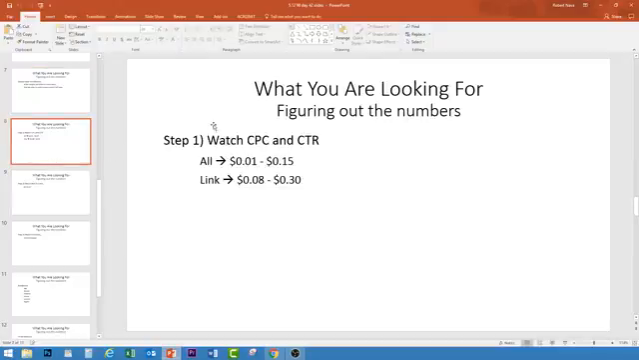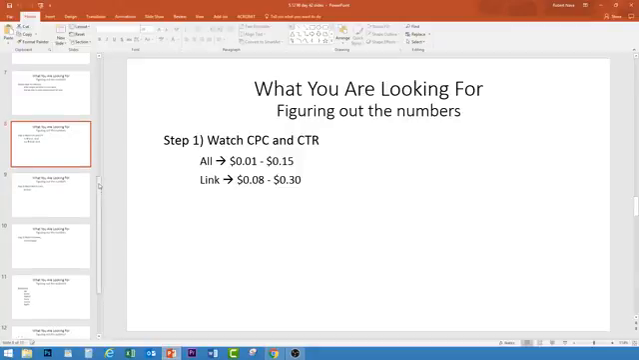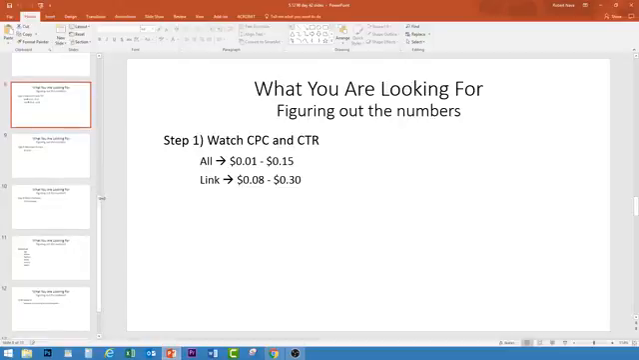So, step 1. This is how you're going to go through your campaigns. This is when you're looking at your reporting and you're looking at your ads, you're going to kind of have this flow to all of your campaigns. You're going to do this every single time. This is what I do every single time. So, this is definitely repeatable.